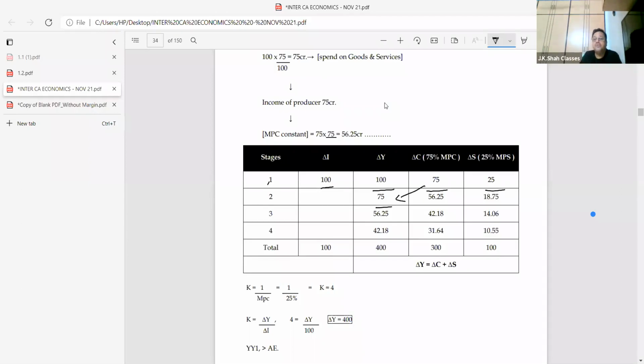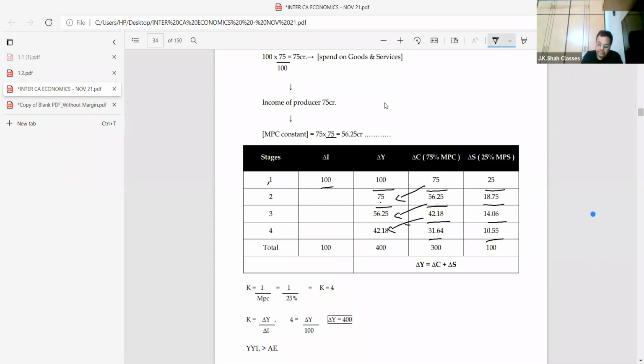Now, of that 75, 75% is spent on consumption. Chalo, how much is 75% of 75? 56.25. So from 75, I deduct 56.25 and I'm left with 18.75. This 56.25 is the increase in consumption. Next, 75% of 56.25 is 42.18. So from 56, I deduct 42, I'm left with 14.6. Till here it is clear, all of you.